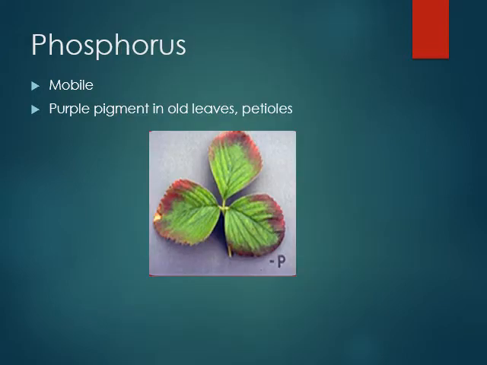Strawberries, which is one you might see in the greenhouse, they are tricky with phosphorus, and you get this sort of purpling on older leaves. That's one to keep an eye on.